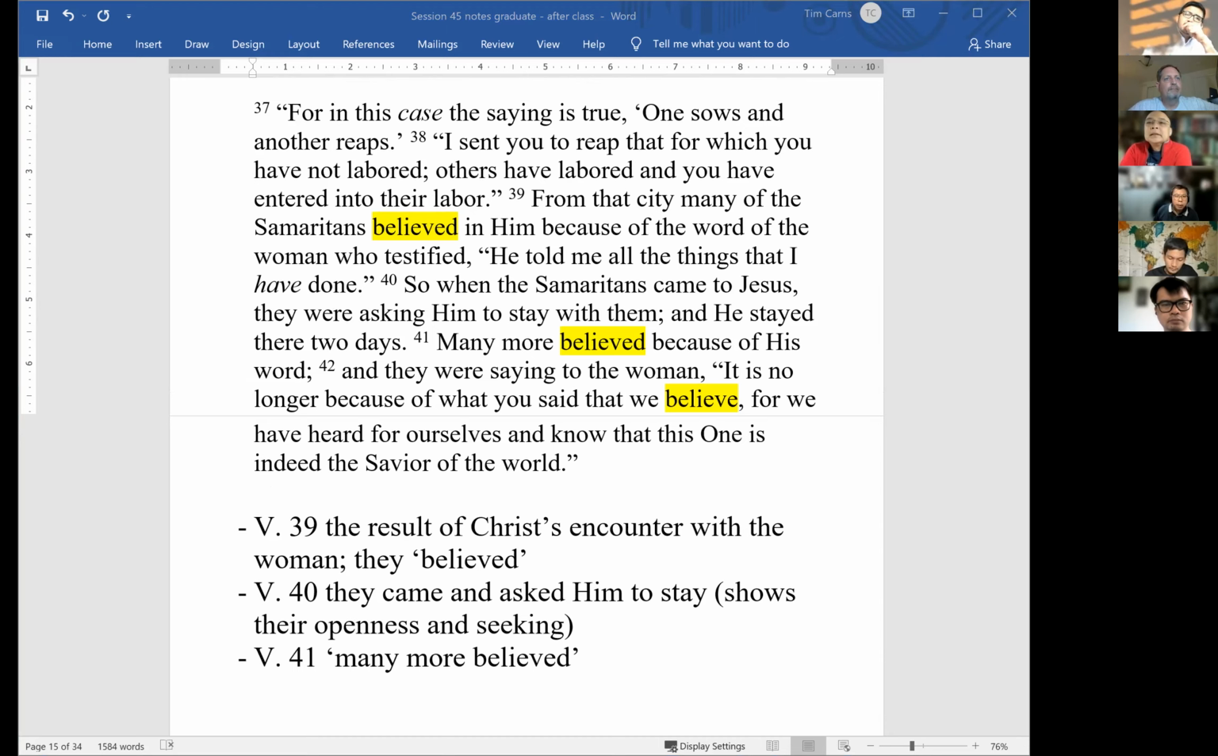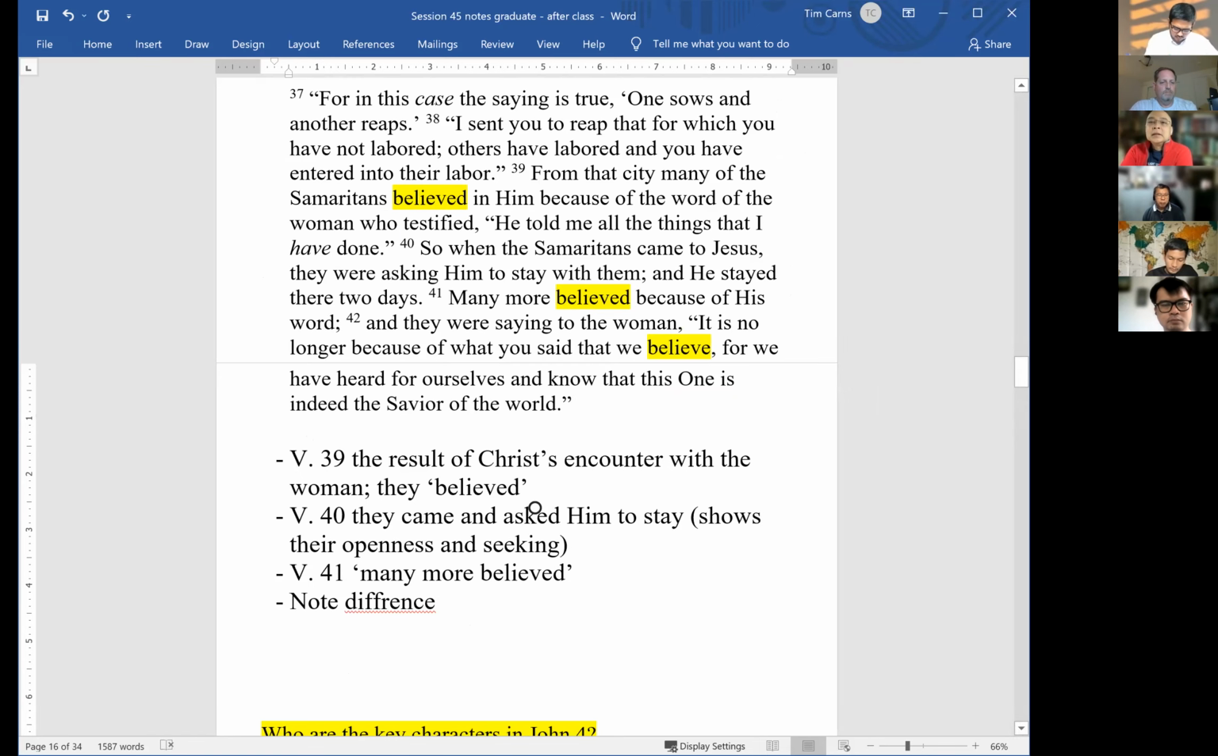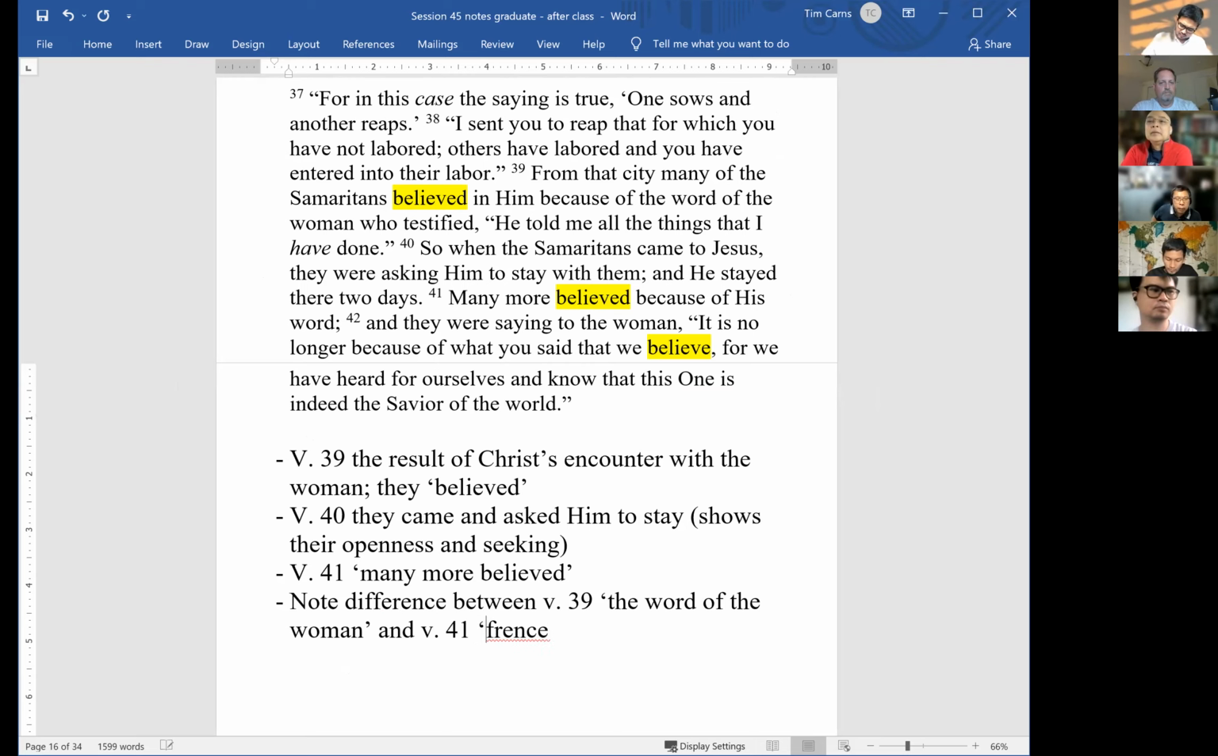Yeah, Tim. I think there's some significance too in what the narrator said in verse 39, in comparison to what he said in verse 41. Many believed in him because of the word of the woman, and then in verse 41, many believed because of his word. I think there's some significance there because for some reason, John did not discount the importance of the woman testifying. Her testifying actually prepared them to hear the word of Christ, the living word. So from the testimony of the woman, the people were led to be interested to hear the word himself.